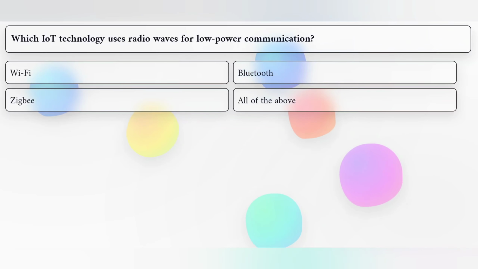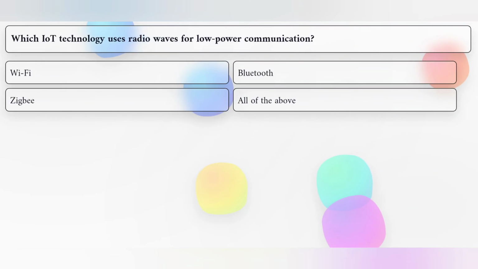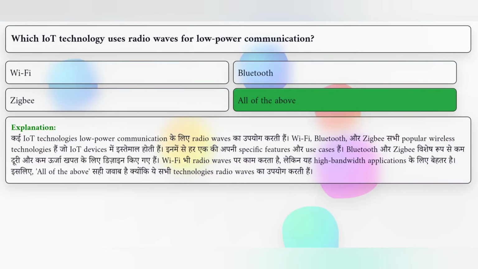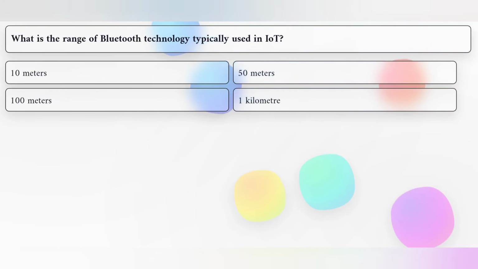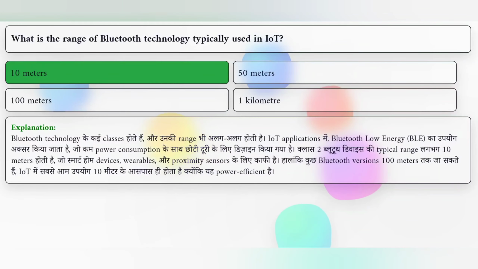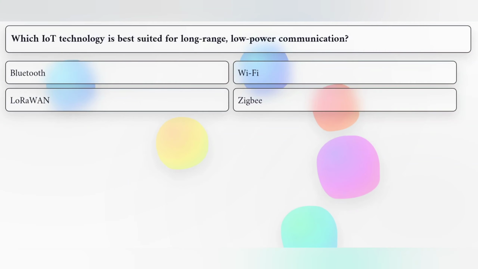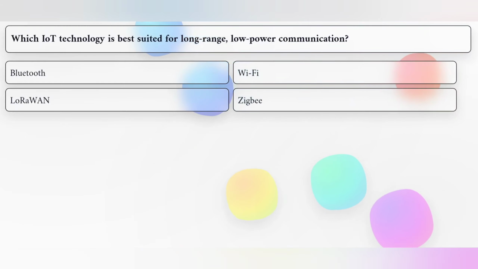Which IoT technology uses radio waves for low-power communication? Wi-Fi, Bluetooth, Zigbee, all of the above. What is the range of Bluetooth technology typically used in IoT? 10 meters, 50 meters, 100 meters, 1 kilometer. Which IoT technology is best suited for long-range, low-power communication? Bluetooth, Wi-Fi, LoRaWAN, Zigbee.